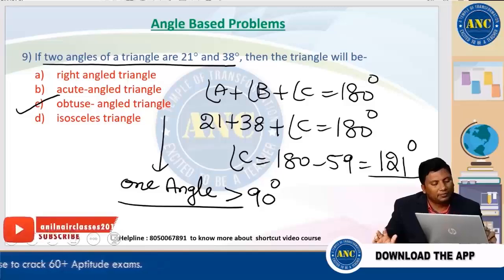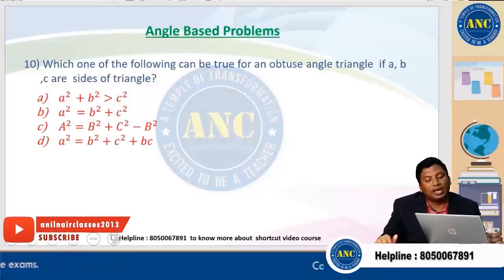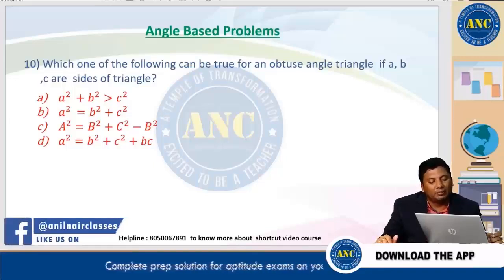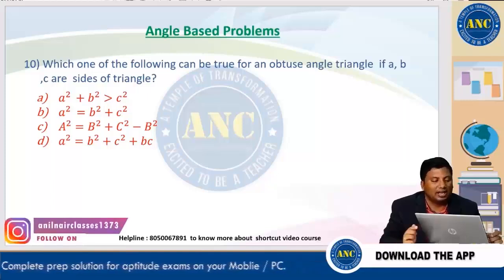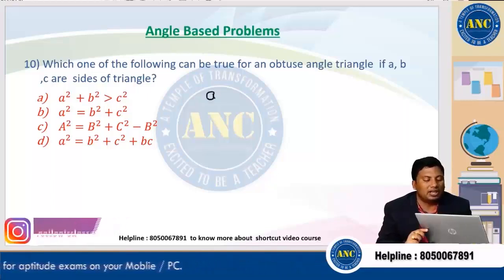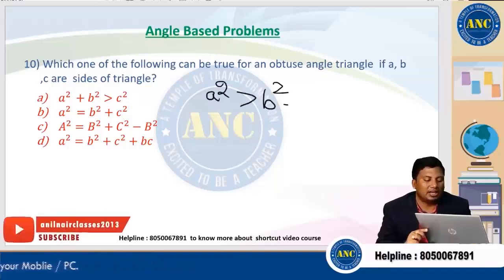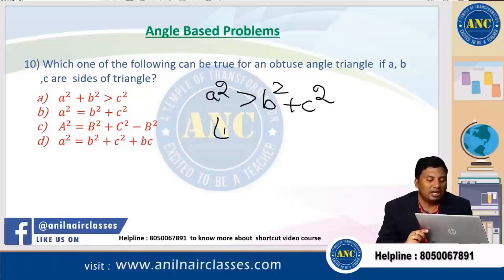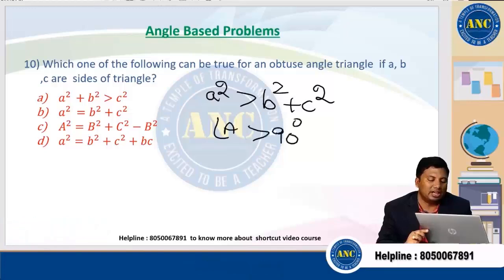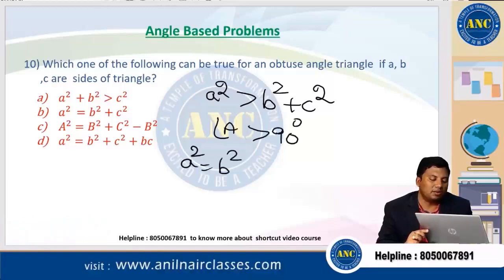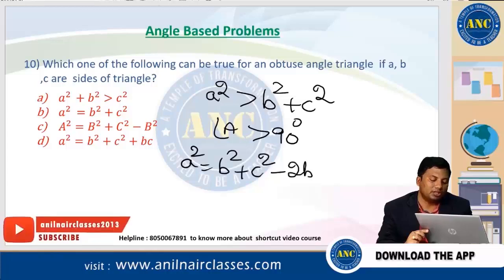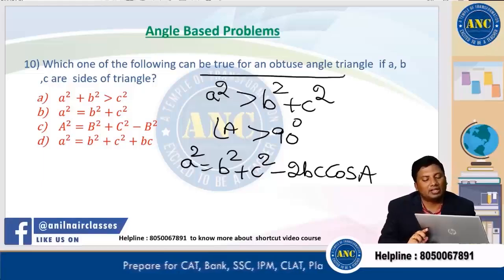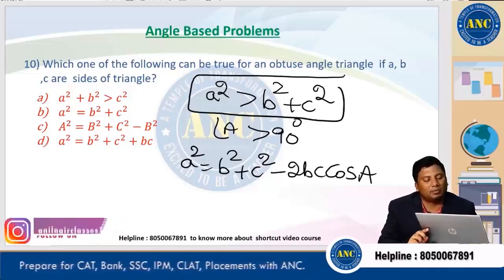Clear? Next one. Which one of the following can be true for an obtuse angled triangle if A, B, C are the sides of a triangle? Now if you see, what is the obtuse angled triangle property? A square is greater than B square plus C square. Right? Why? Because if angle A is greater than 90 degrees, A square will become B square plus C square minus 2BC cos angle A. A is greater than 90 degrees. That means the answer option should be greater than B square plus C square.